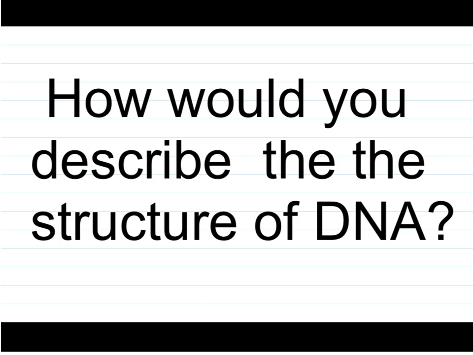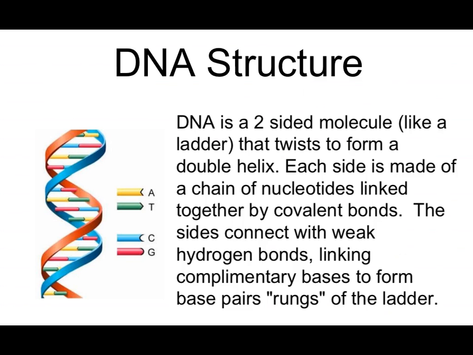So putting all this information together, how would you describe the structure of DNA? DNA is a 2-sided molecule, like a ladder, that twists to form a double helix. Each side is made of a chain of nucleotides linked together by covalent bonds. The sides connect with weak hydrogen bonds, linking complementary bases to form the base pair rungs of the ladder.